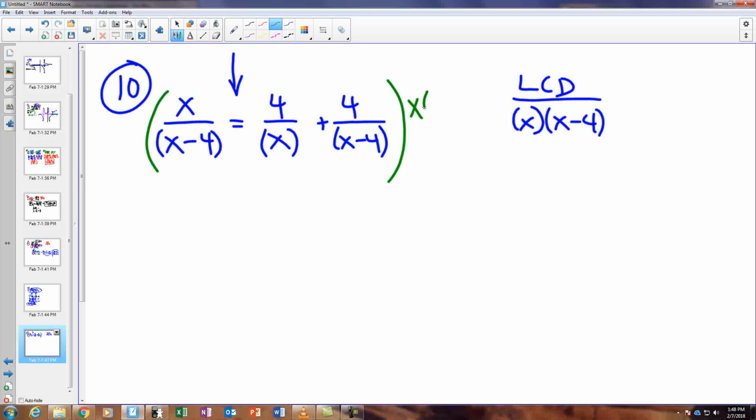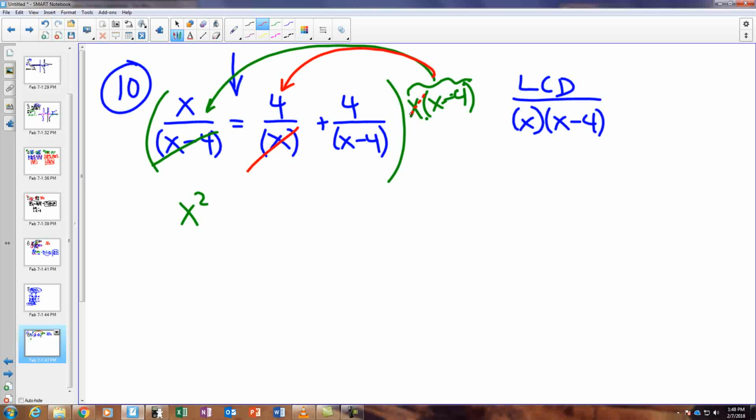If I times by x times x minus 4, let's take the first distribution right to here. This x minus 4 would cancel this x minus 4 over here, and I'd be left with x times x, or x squared. Then if I distribute it to here, this x would cancel with this x, and I'd be left with 4 times x minus 4. Then, on this last one, last distribution, the x minus 4 would cancel the x minus 4. This x is still there, times 4 becomes 4x.